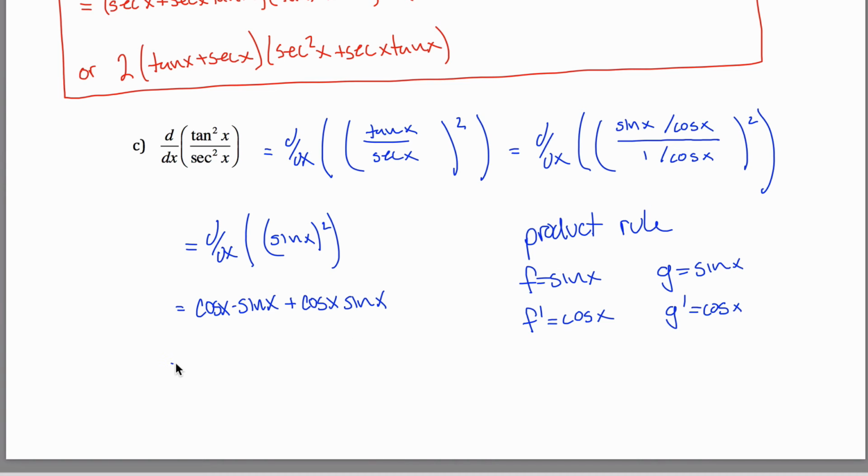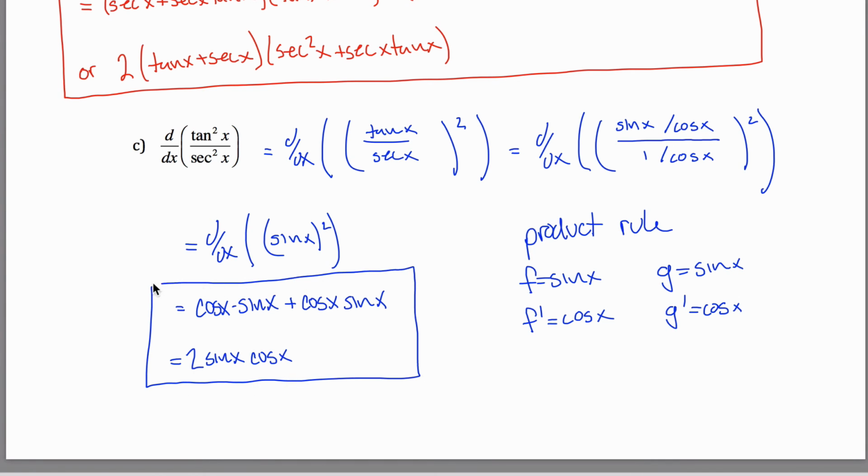Oh, hey, I've got two of these sine of x, cosine of x things. Sure do. Which we could have gotten from the chain rule: bring the 2 down in front, leave the sine alone, multiply by the derivative of sine, which is cosine. So either of those answers work, or some huge mess.